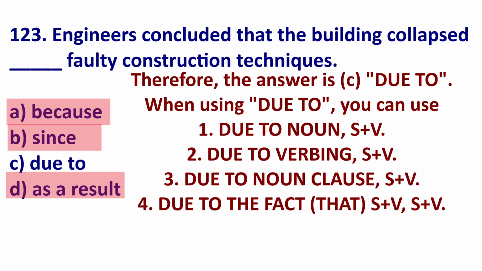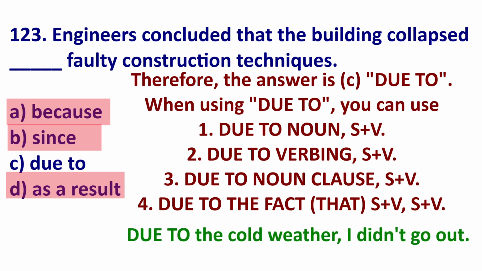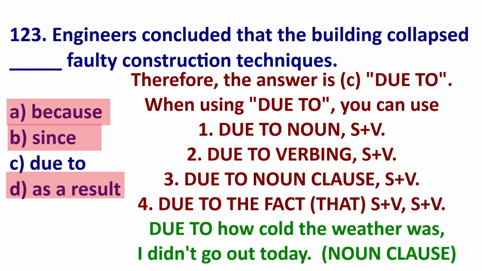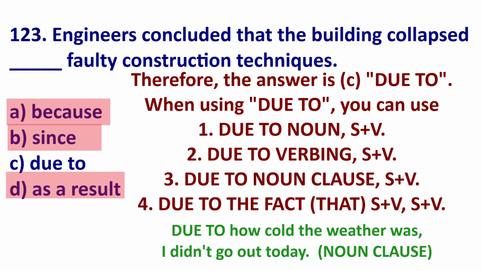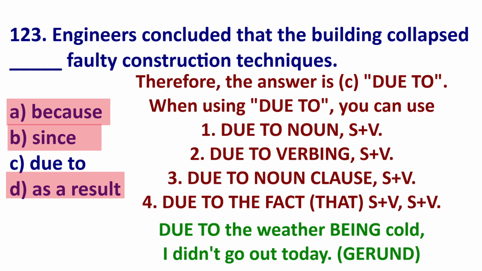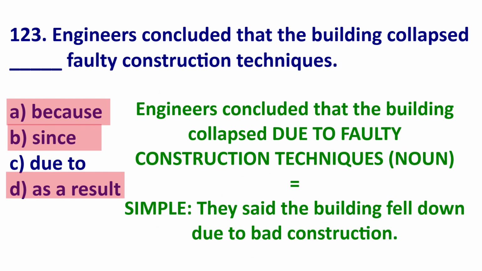Due to is followed by a noun form. For example, due to the cold weather, I didn't go out today. That is a noun form. I could also use a noun clause. Due to how cold the weather was, I didn't go out. Or I could use a gerund. Due to the weather being cold. Now, if we look at this TOEIC question, it is due to plus a noun, due to faulty construction techniques. So once again, the answer is C.